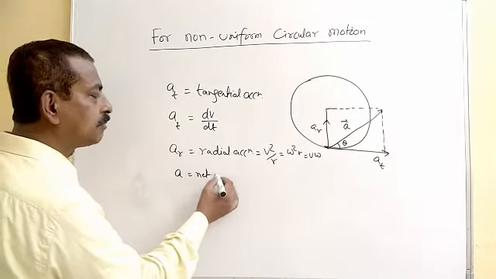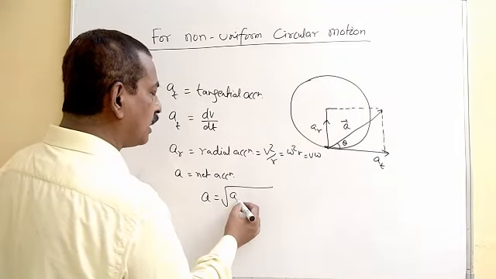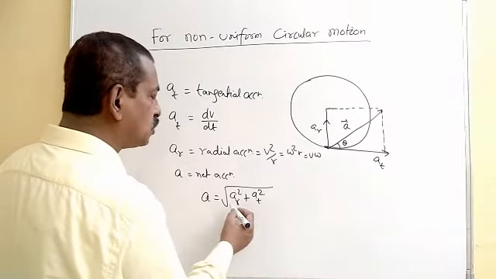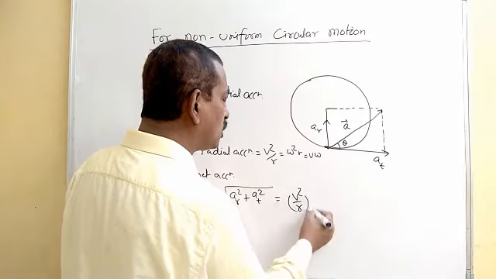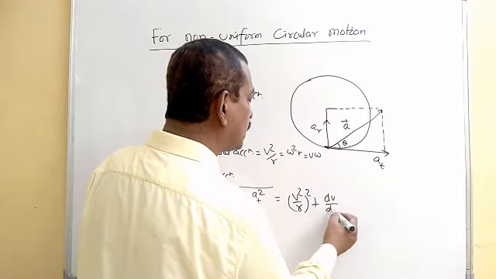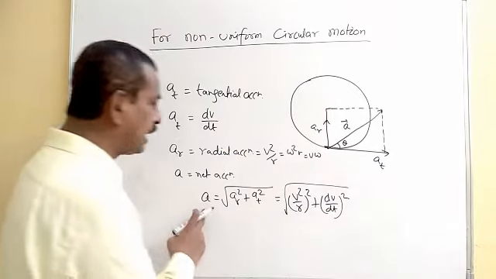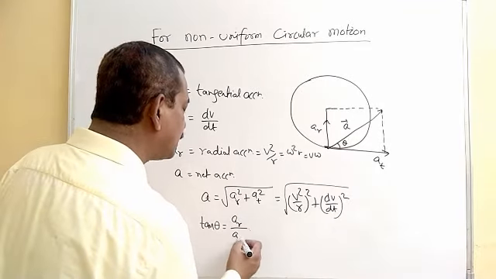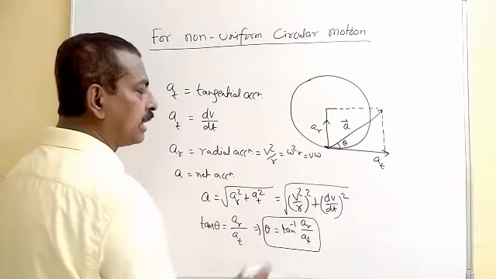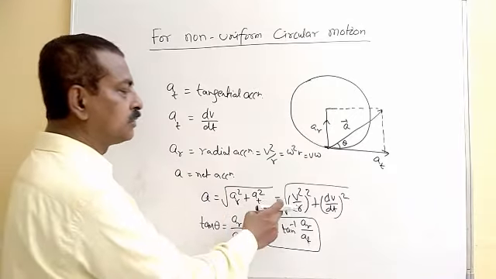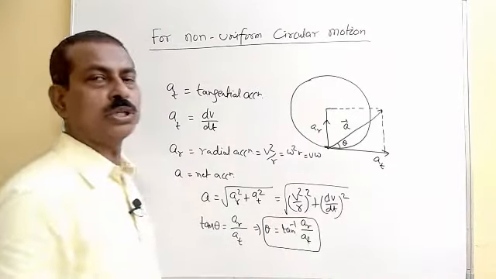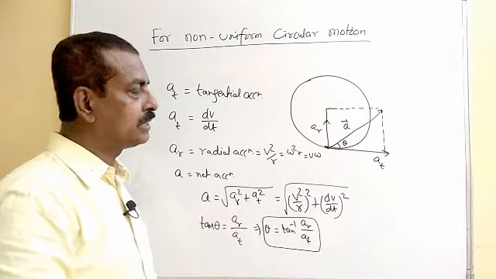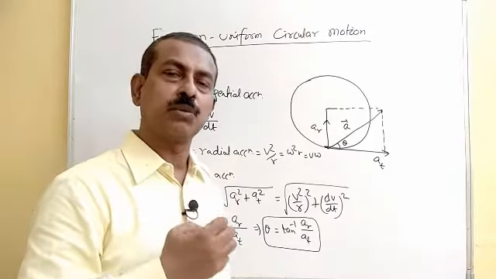Next is A, the net acceleration. A will be given as the square root of AR square plus AT square, because the two are in mutually perpendicular directions. So it is AR square plus AT square, that is, (v square by R) whole square plus (dv by dt) whole square. This will give you the net acceleration. If you want to know at what angle it is inclined, tan theta is AR by AT. So that gives theta as tan inverse of AR by AT. And the net acceleration is the square root of (v square by R) whole square plus (dv by dt) whole square. So that will give you the net acceleration and the angle at which it acts with the tangential direction for a body moving in non-uniform circular motion.